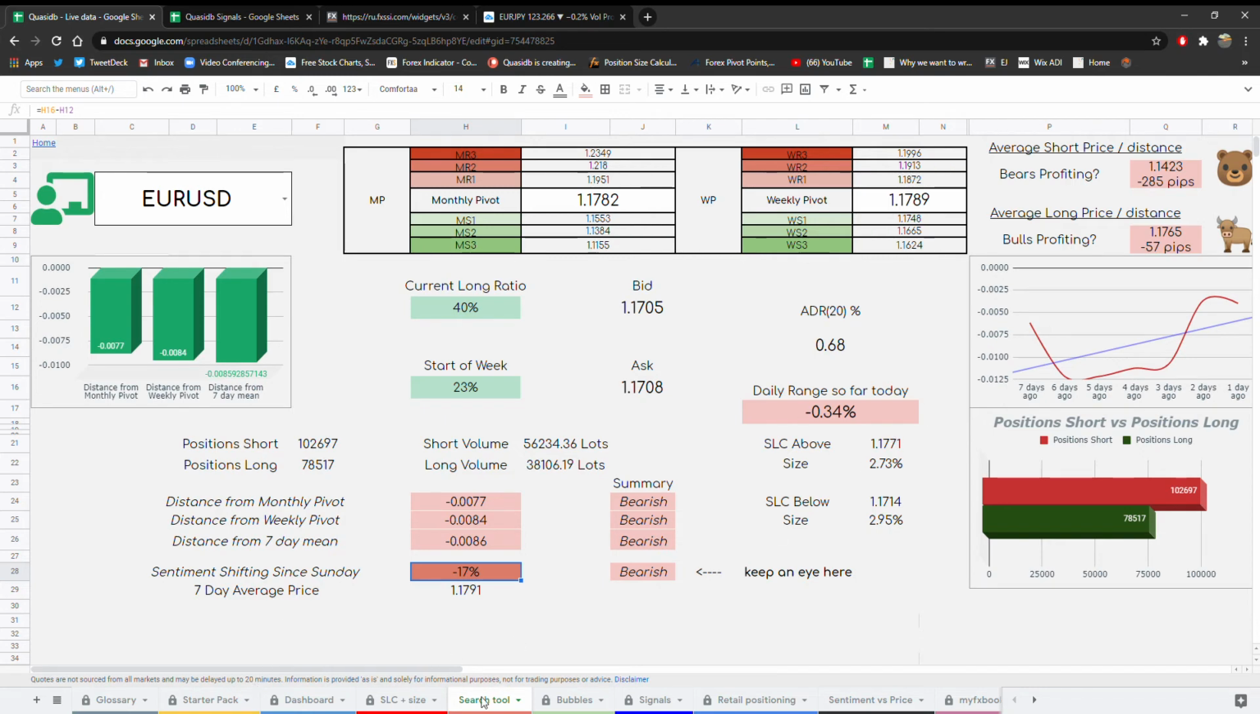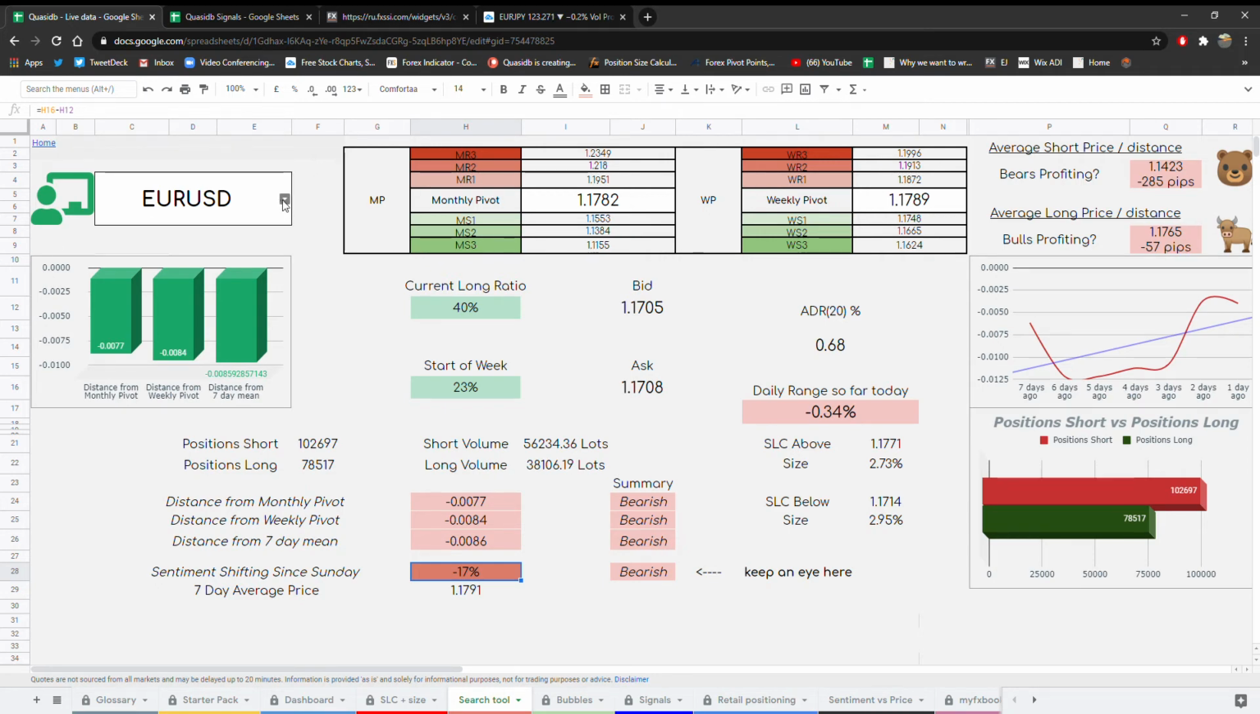Go to your search tool, check your sentiment shifting since Sunday, check your technicals, and ensure that neither one was making profit. If one of them was making pips, be a little bit careful, because that would be highly unusual. Usually the majority, the average, they're always losing, and that's what will happen till the end of time. The crowd are often wrong, and so if they do go and profit, it's like a warning sign.